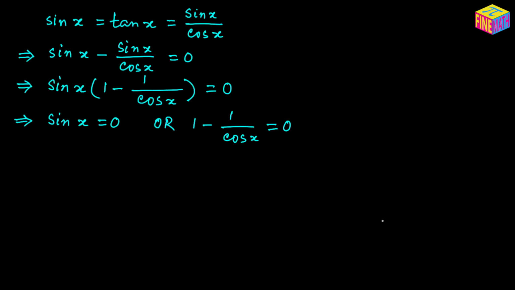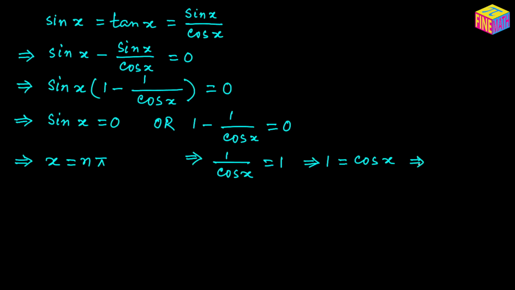Now when sine of x equals 0, x will be equal to n pi. So from the first factor, we can say that x will be equal to n times pi, where n is an integer. And then from the second one, let's simplify this a little bit. We can say 1 over cosine of x is equal to 1. And since cosine of x is in the denominator, x cannot be 90 degrees or pi over 2. Let's multiply both sides by cosine of x. Then we're going to get 1 equals cosine of x. And also we can say cosine of x equals 1. And when cosine of x is equal to 1, we know that x is equal to 2n pi.